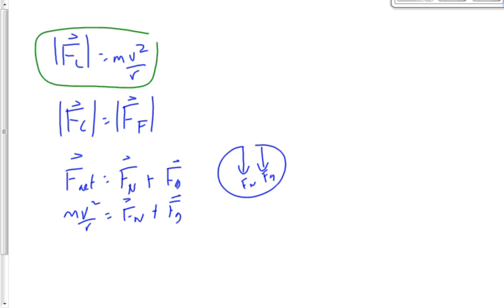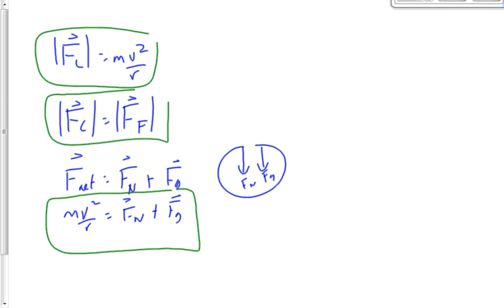So don't be afraid to just use that equation. It's still valid, even though we haven't done a problem like that in a little while, other than maybe for your homework last night. Fc is equal to Ff, or whatever other force is causing it. But if there's more than one force acting, then let's make sure we do what we did in our last unit. F net is equal to the sum of the forces, which in this case usually would be Fn plus Fg.